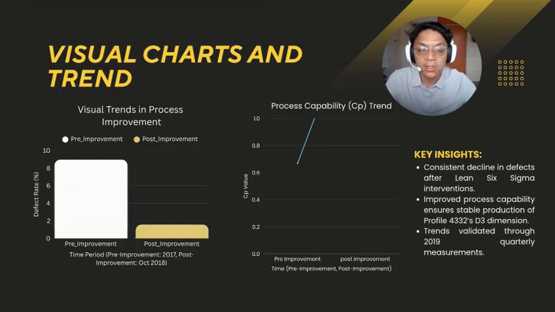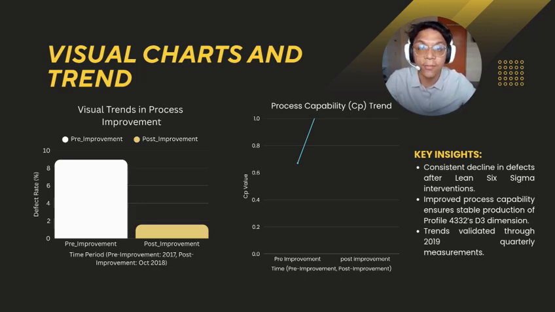Now let's bring these results to life with some visual trends. These slides include two charts that highlight the impact of our Lean Six Sigma project on Napco's extrusion process. The first chart, a bar chart, shows the defect rate for profile dimension, before and after our intervention. In 2017, before we started, the defect rate was 8.96%. By October 2018, after applying DMAIC, it plummeted to 1.57%.